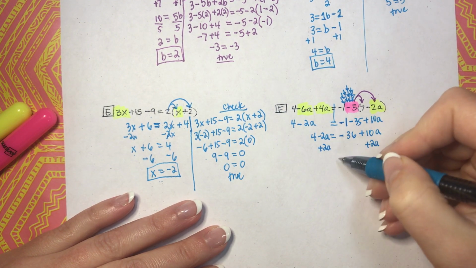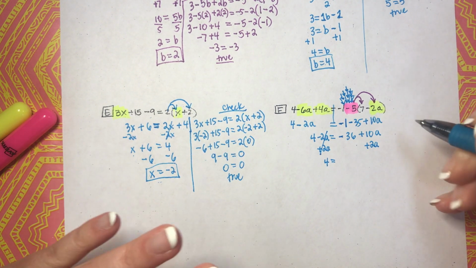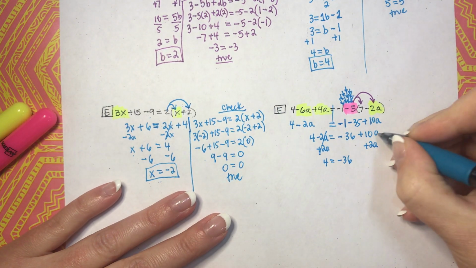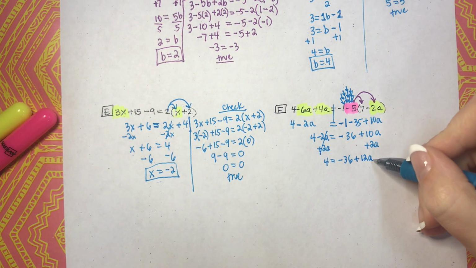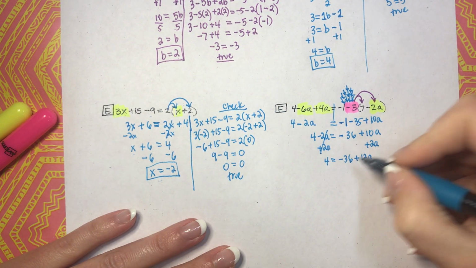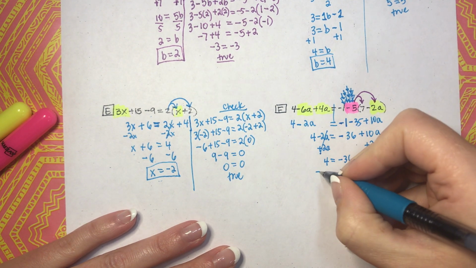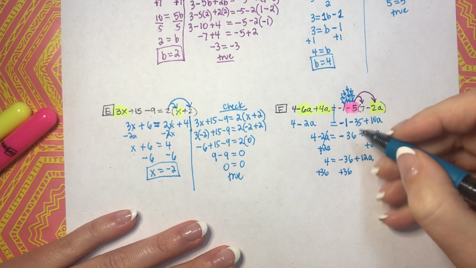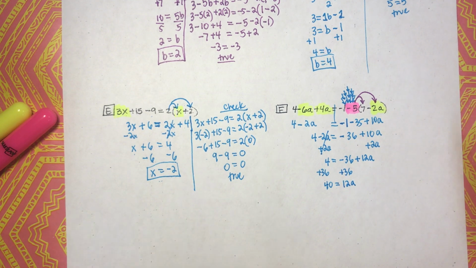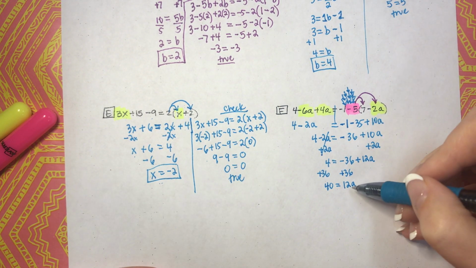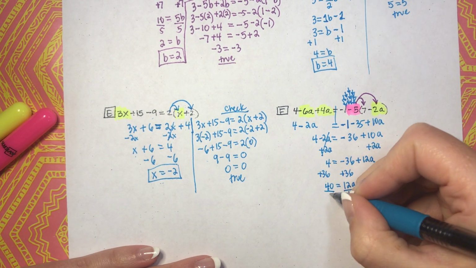Okay, negative 2a plus 2a, that is 0. And then, yeah, we're left with 4. And then what do we have over here? Negative 36, 10a plus 2a would be a positive 12a. Okay, now we're just going to isolate and get a by itself. So we're going to get rid of this bit on the outside. Negative 36, the inverse of that would be a positive 36 to both sides. We got 4 plus 36, which would be 40, equals 12a. And then we're just trying to get a by itself, so we're going to do inverse operation of multiplication, which would be division of 12 to both sides.